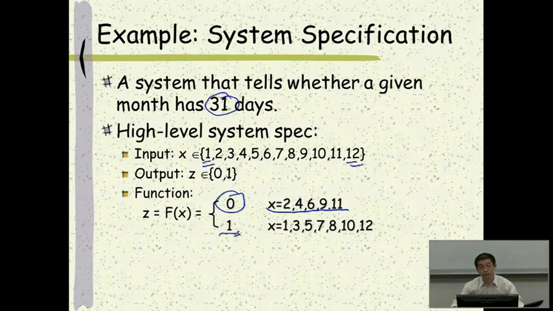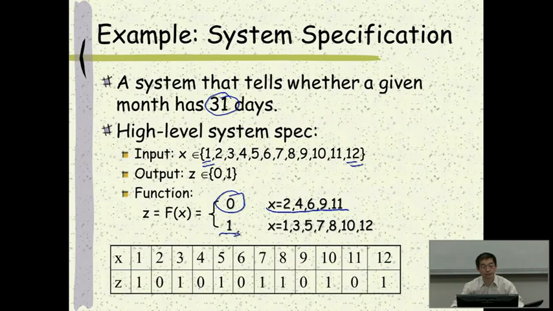And we can easily draw a truth table to represent the same information. The input X goes from January all the way to December. And then the output Z tells you which month has 31 days, which month doesn't have 31 days. And this is a high-level system spec.